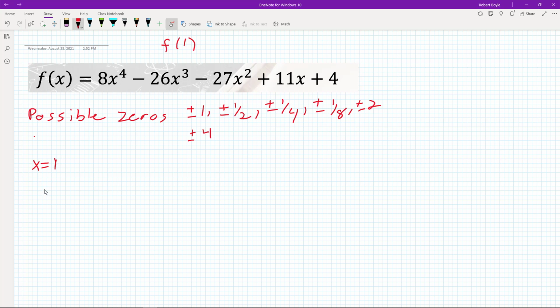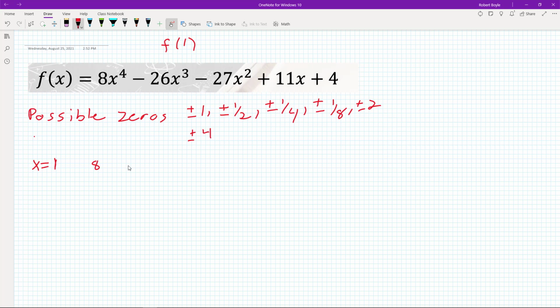do synthetic division. Now, evaluating f of 1 in this particular case would be easy, but if it turned out that f of 1 was a 0, then we would have to go and do synthetic division anyways to find out what the quotient is. So it might be better just to go ahead and do synthetic division. So let's go ahead and do that.